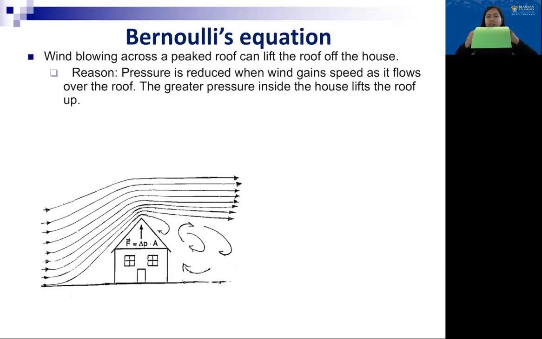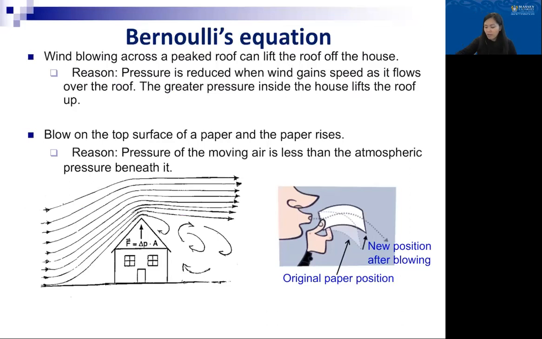So intuitively, we think that if you blow downwards on the paper, the paper should move downwards, right? Because you're exerting a downward force, you're blowing downwards. But instead, notice how if I blow on top of the paper, instead of the paper going further downwards, the paper actually moved upwards, right? Okay, what's happening there? Why did the paper move upwards?